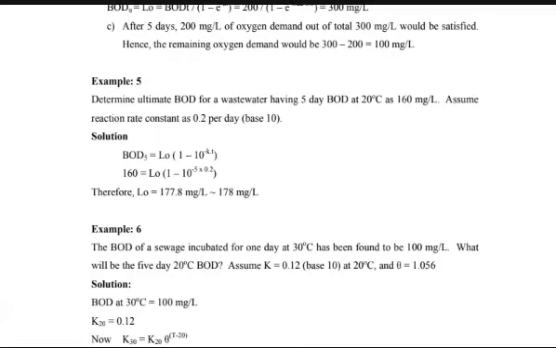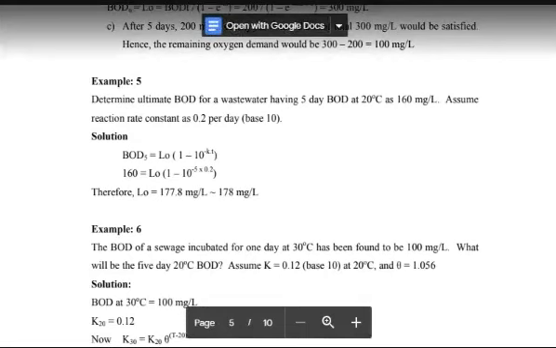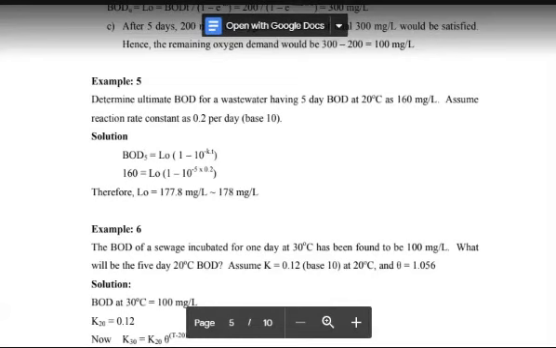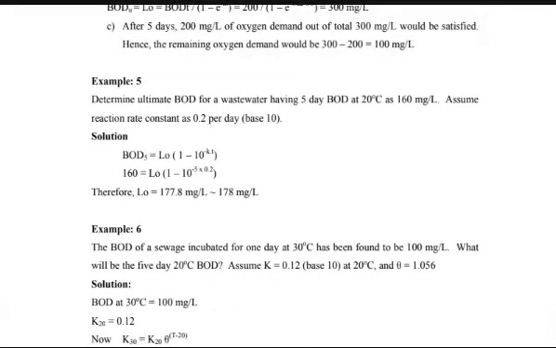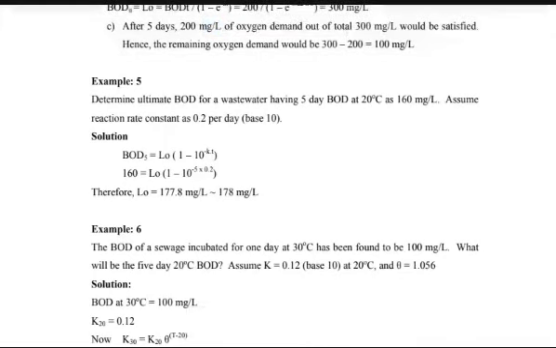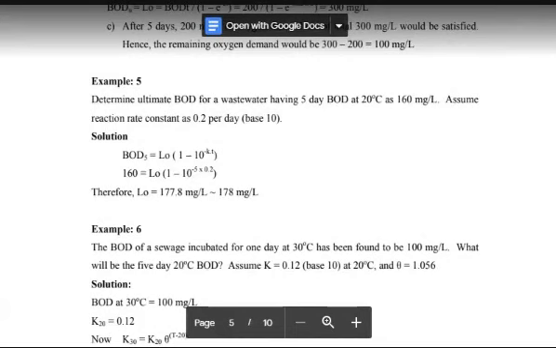You put in the values. BOD 5 is mentioned at 20 degrees Celsius. The value of L0, that is the ultimate BOD, the initial BOD, is what we need to calculate. The data is mentioned: the time is given as 5 days, and the rate constant is given as 0.2. You can easily calculate how much it is. You can take a snap of these two numericals so that you can solve them at your home.